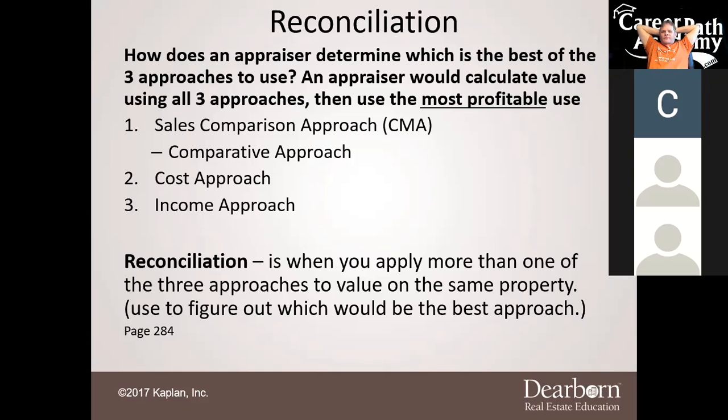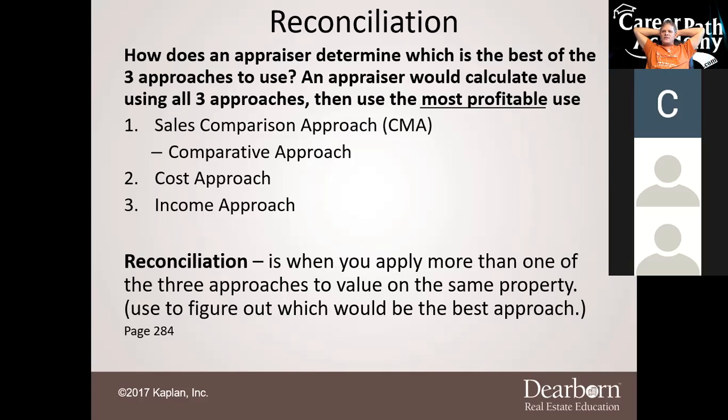Comparative. Why not both? Right. The property generates income, so you could use the income approach on it, but you could also find other four-family buildings in the area that have sold, I'm sure. So you could probably also use the sales comparison approach.